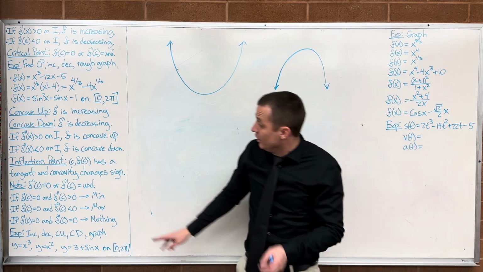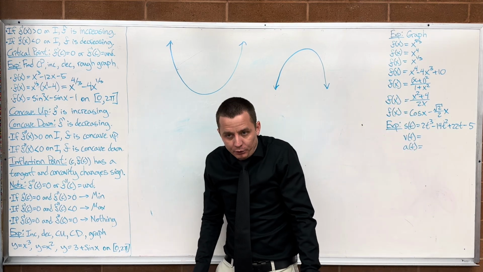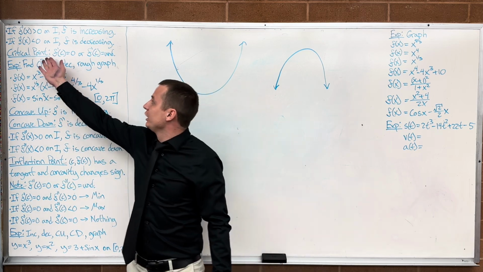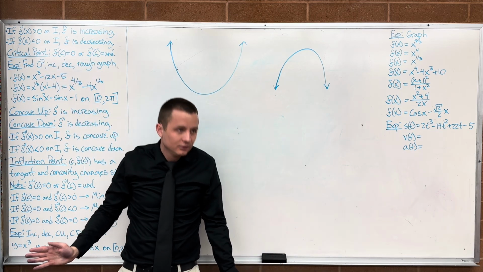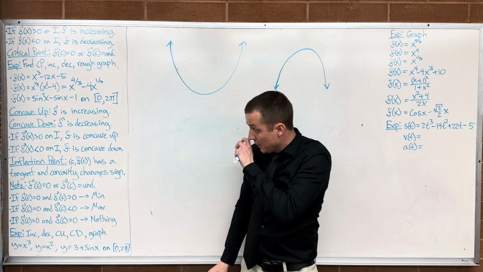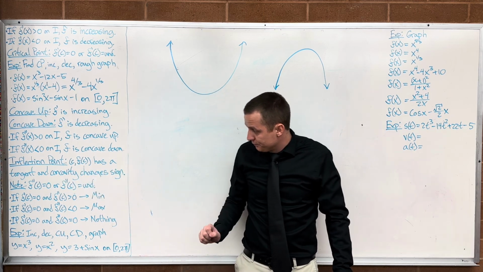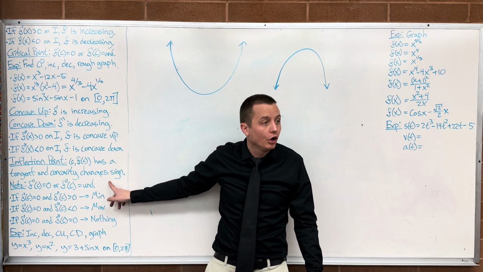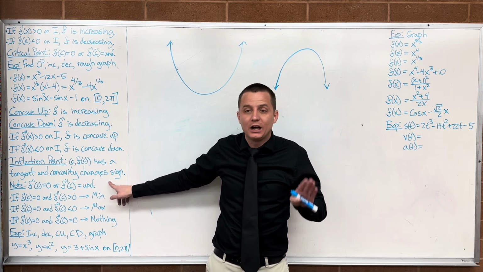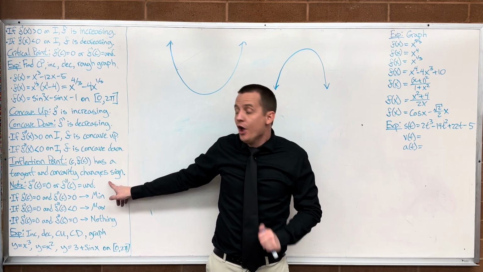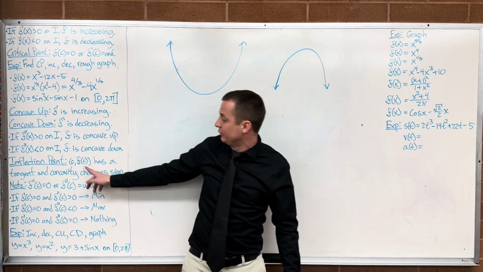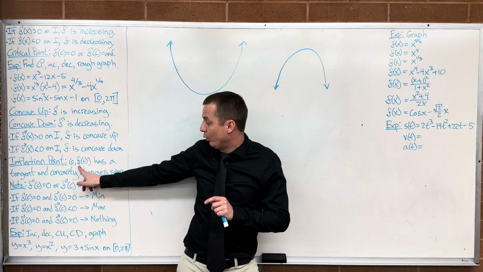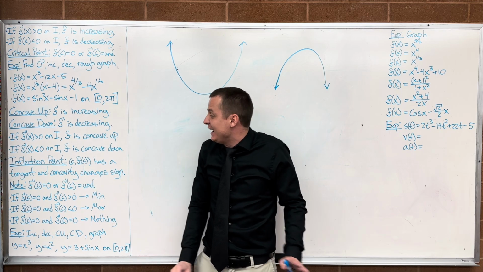Okay. Now we have a notion of an inflection point. An inflection point is kind of like to a double derivative what a critical point is like to a derivative. So what is an inflection point? An inflection point is going to be where the concavity changes signs, goes from being concave up to concave down or concave down to concave up. But we only have an inflection point at a point if that point has a tangent line.